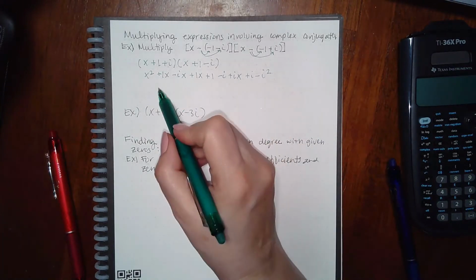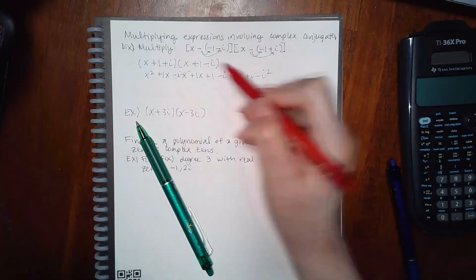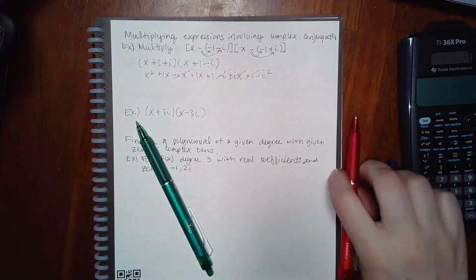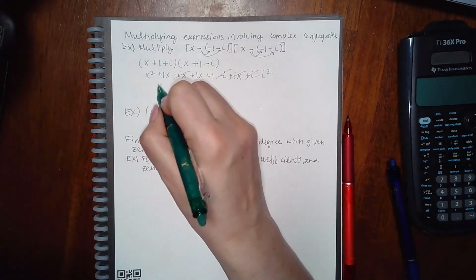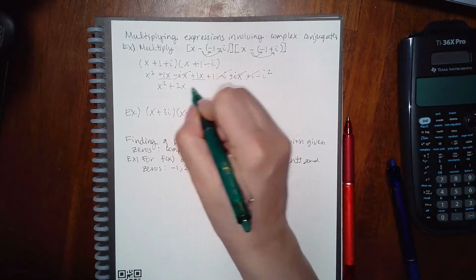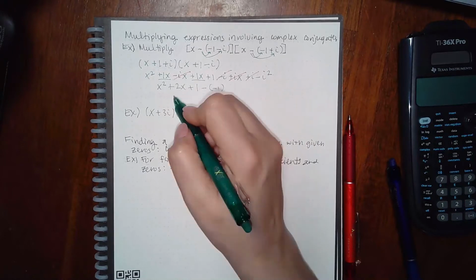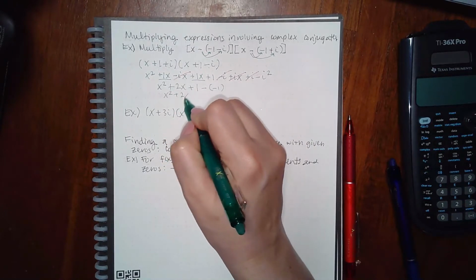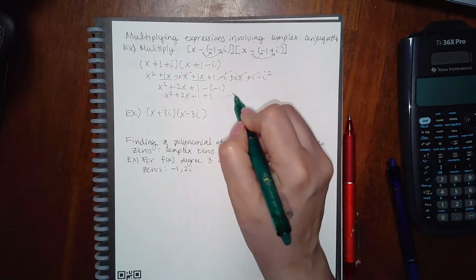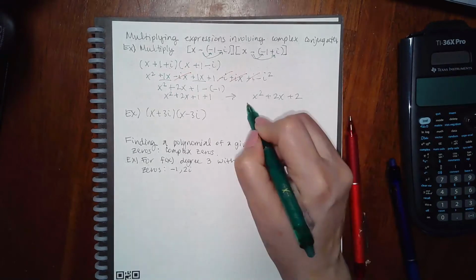So then I get, let's see, negative ix and positive ix will cancel. Negative i and positive i will cancel. And I end up with x squared here and here. So that's 2x plus 1. And this is really a minus negative 1, or it's the same as saying plus 1. And so my final answer is x squared plus 2x plus 2.